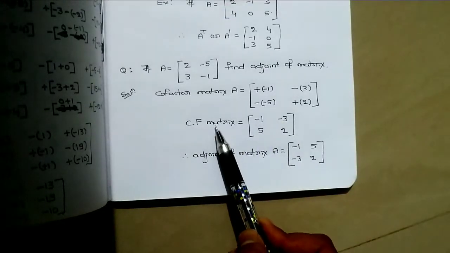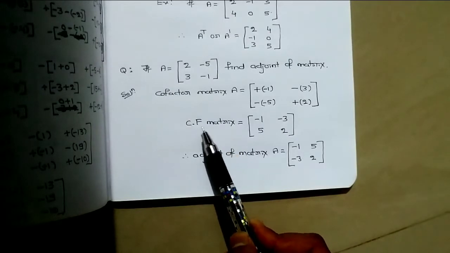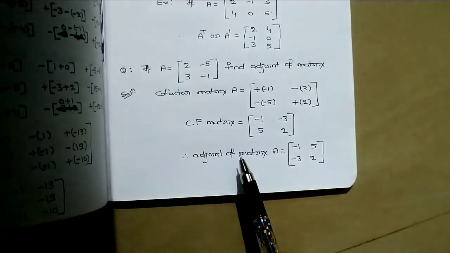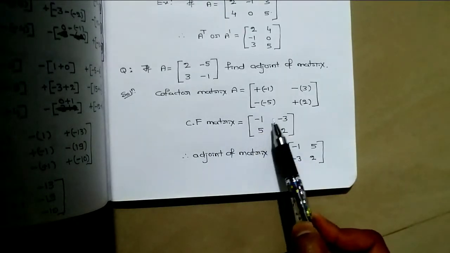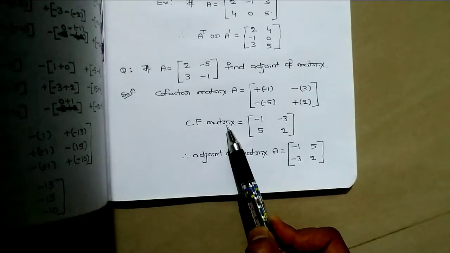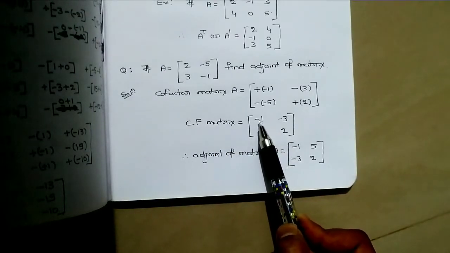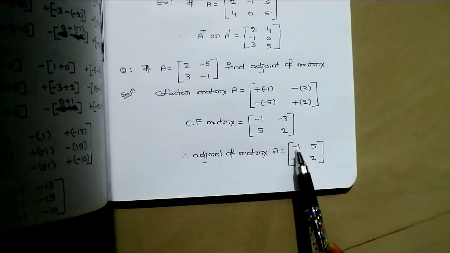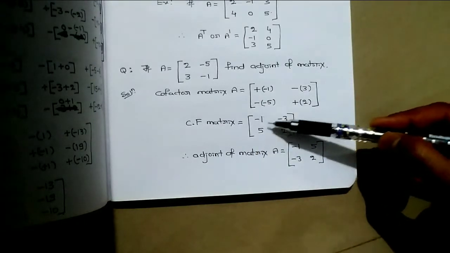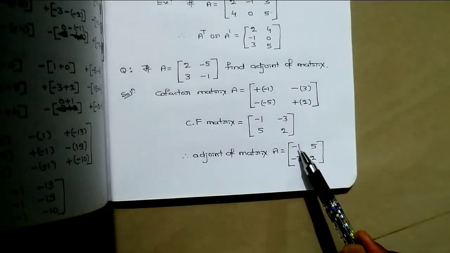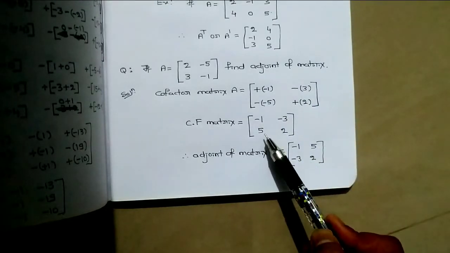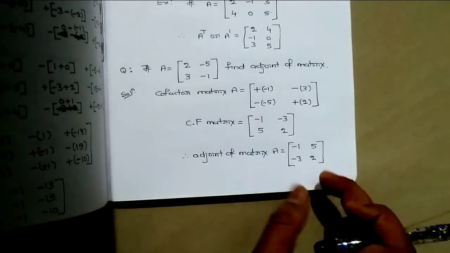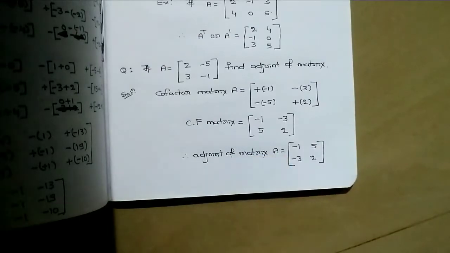Once you find the cofactor matrix, the next step is to find the adjoint of the matrix. What to do? You need to take the transpose of the cofactor matrix. Transpose means you have to interchange either rows in terms of columns, otherwise columns in terms of rows. Therefore, the first row, minus 1, minus 3, I am going to write as the first column, minus 1, minus 3. The second row, 5, 2, I am going to write as the second column, 5 and 2. So this indicates the adjoint of the matrix.